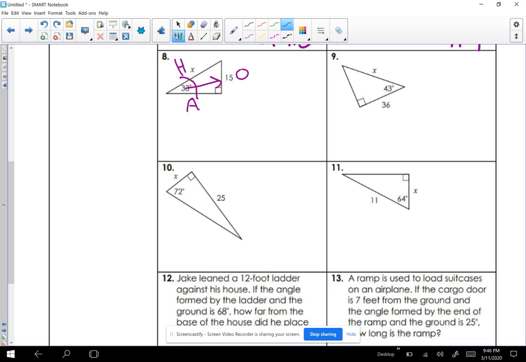So now I like to always circle what is useful to me. So the opposite, I have a number that's very useful, and the hypotenuse, I have a variable. So that means that I want to find the hypotenuse, and I don't necessarily know that. So I'm using opposite and hypotenuse. That means that this is sine, right? That's the SO in SOHCAHTOA. So it's always the sine of the angle, so the sine of 33, and it equals the opposite, which is 15, over the hypotenuse, which is x.